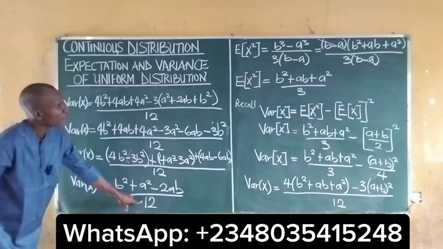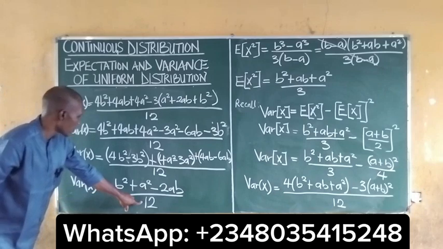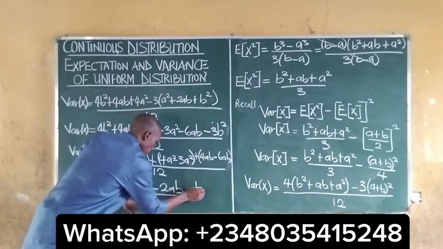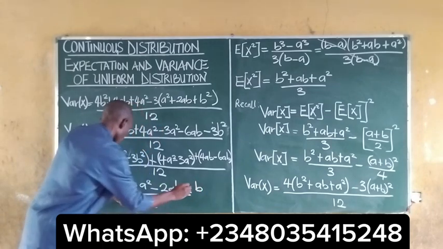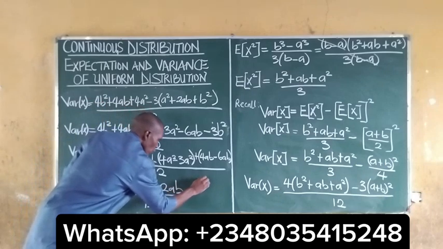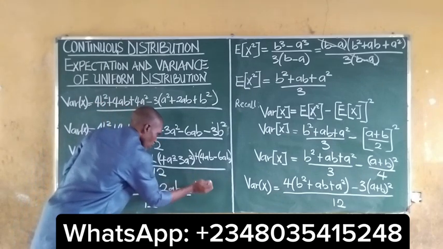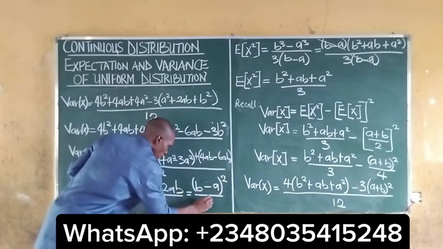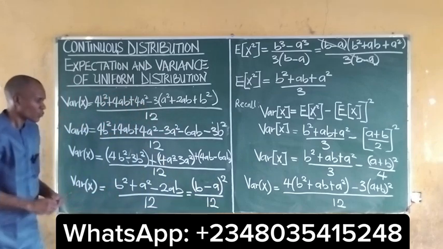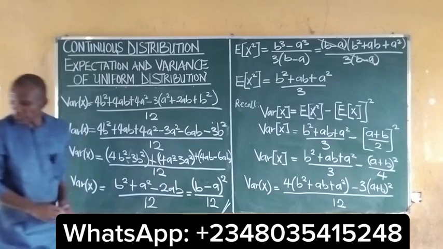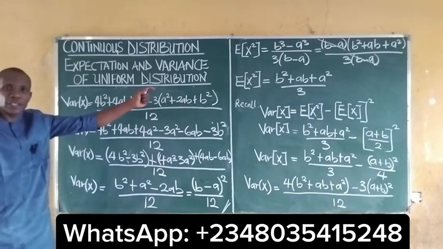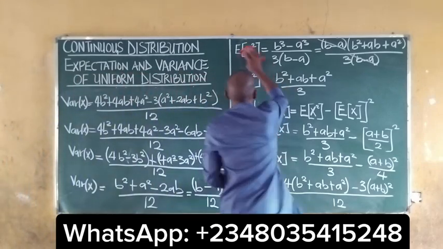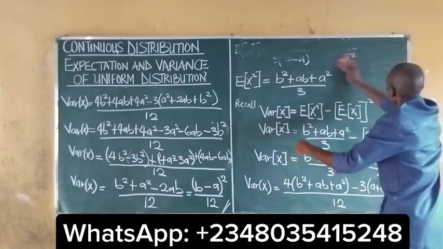Of course, this is also equal to b minus a all squared all over 12. So this becomes our variance. So to write it out properly, we move over to this side to write it out properly.